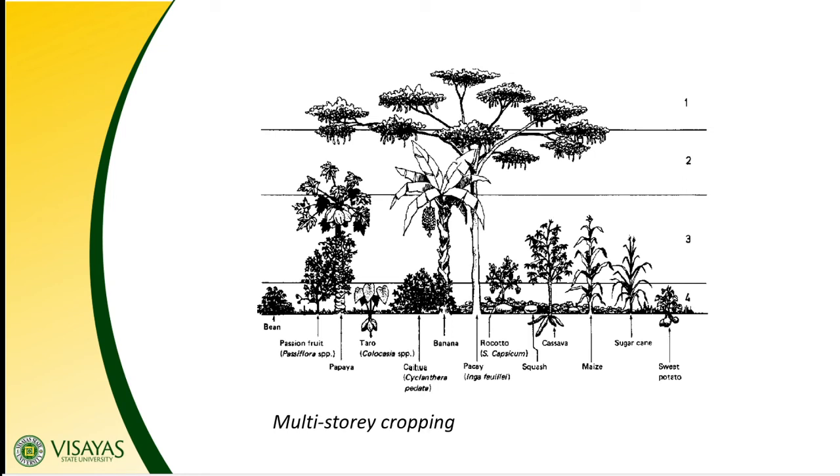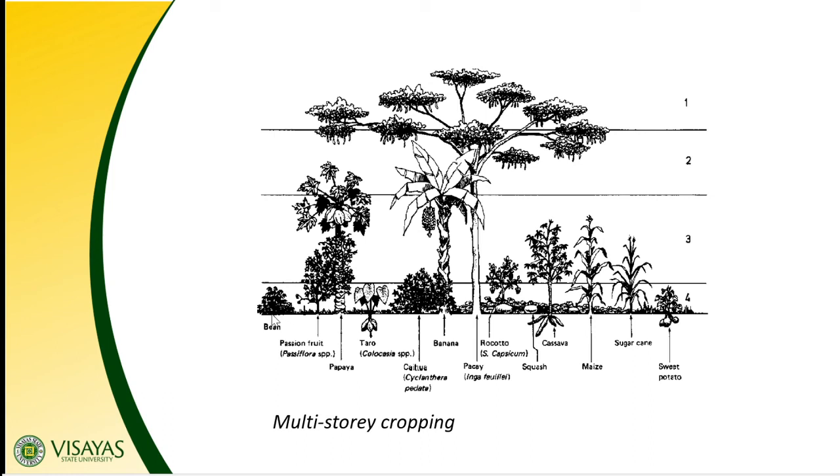We also have cassava in this part here, and the other crops are not common. And then in the fourth level, near the base, or near the surface of the soil, we have the sweet potato, and we have squash, and we also have taro and beans.